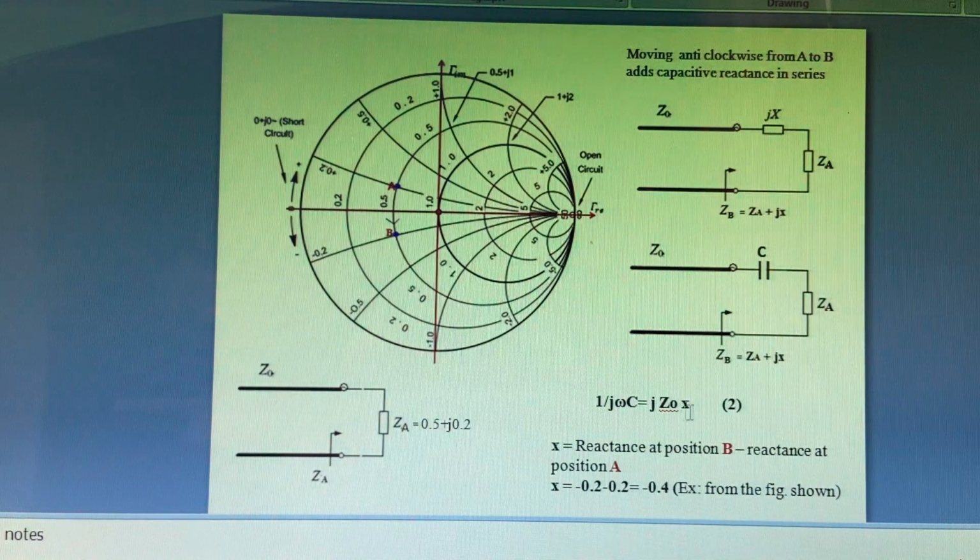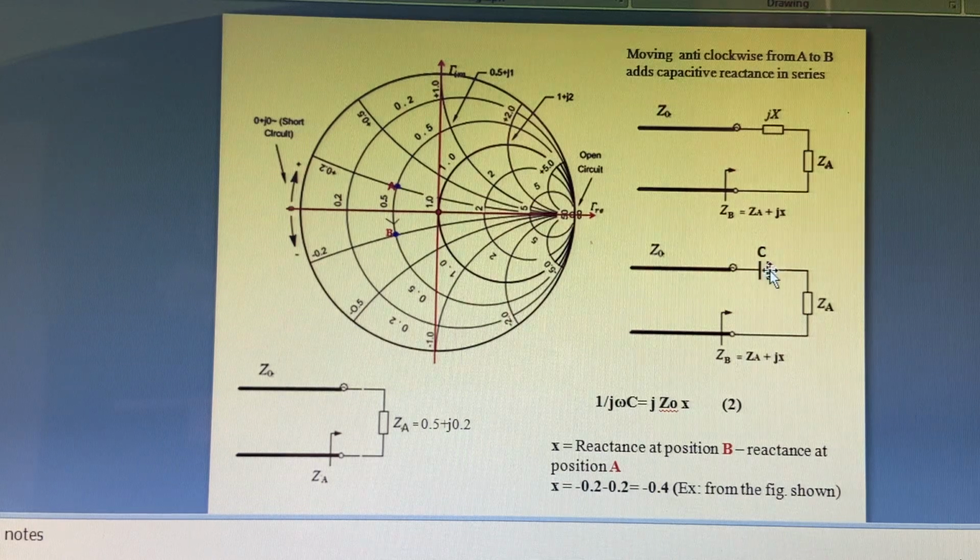This is the equation to calculate the value of capacitor C. Here the reactance we have to find. This reactance is again given by the reactance at position B minus the reactance at position A. For example, as shown in this figure, we are moving from position A to position B on the resistance circle. Its value is equal to 0.5. We are moving on this resistance circle from point A to point B in the anti-clockwise direction, so it adds a series capacitor as shown in this figure.